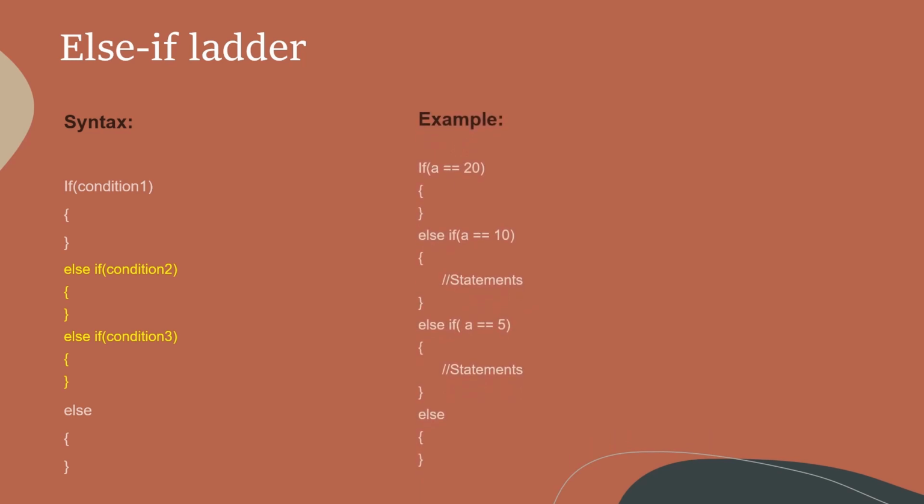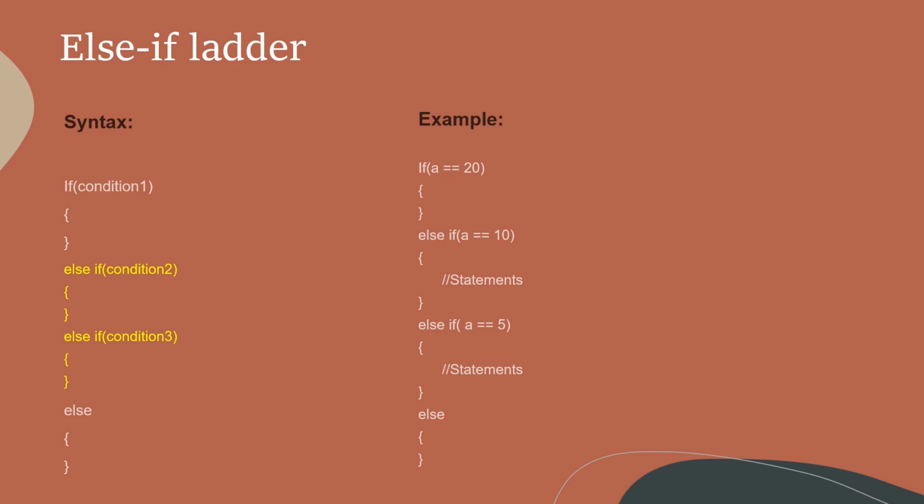Okay. So now let's assume that you have given the value of 5 to A. And then we have written if else statements in this way. We have written if, and then we are checking if A's value is 20 or not. And then we have written an else if statement in which we are checking if A's value is 10 or not. And then we are checking else if again and checking if A's value is 5 or not. And then we have the else statement.